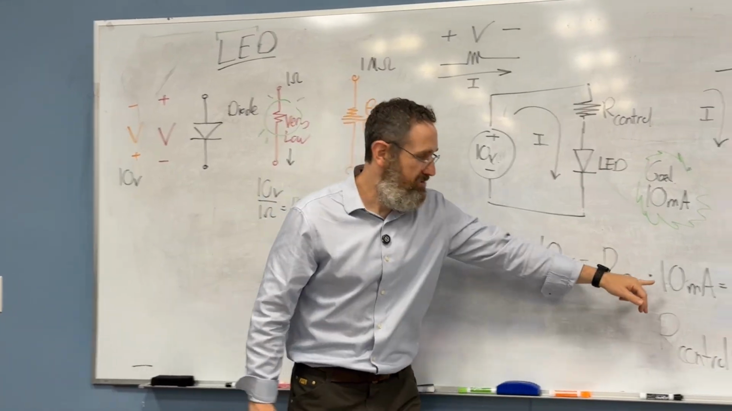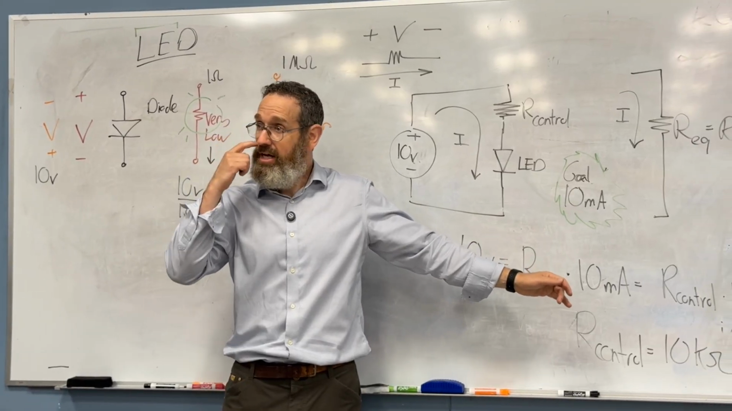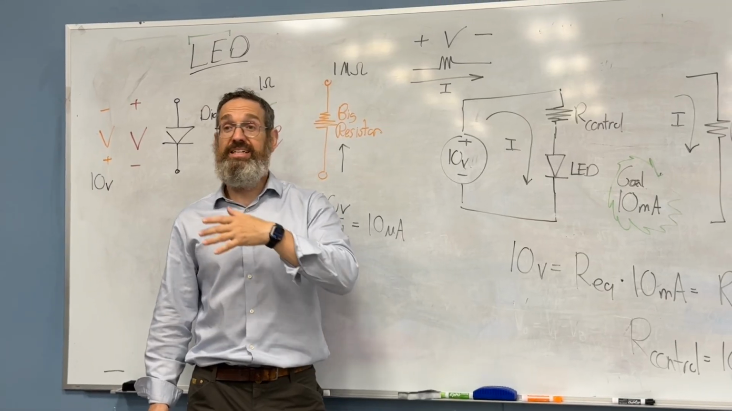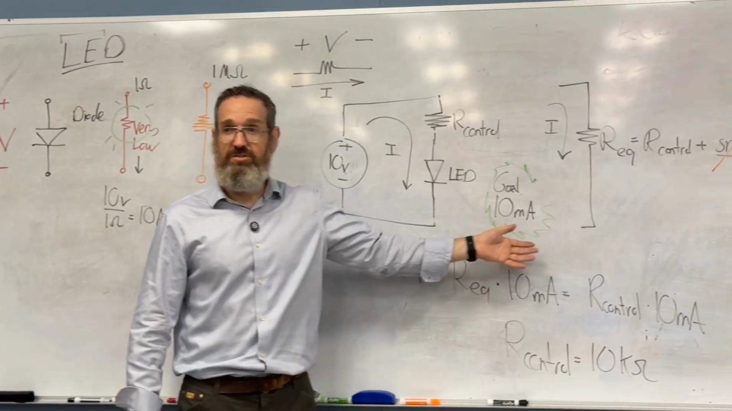Now to be clear, I don't know if it's exactly this value, right? Maybe it's 1, maybe it's 20 milliamps, right? I don't think you want 100 milliamps through an LED. So now we have seen how we can extend the concept of Ohm's law and equivalent resistances to solve this problem.